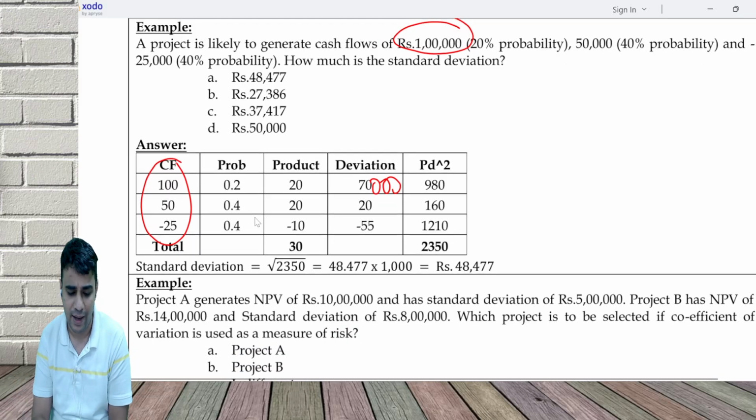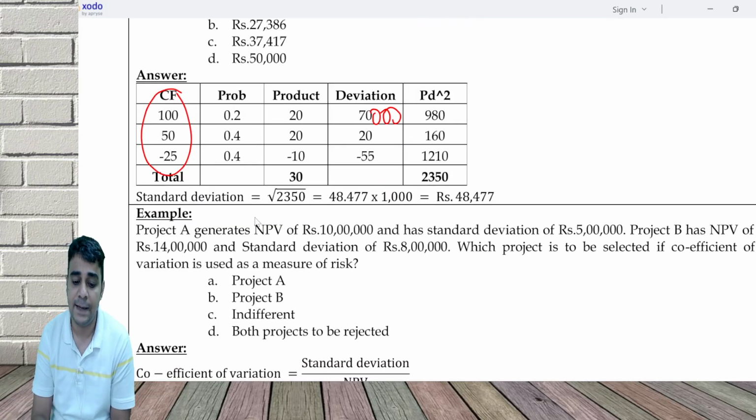When I do a problem, we'll do it directly. Project A generates NPV of 10 lakh, standard deviation of 5 lakh. B has NPV of 14 lakh, standard deviation of 8 lakh. Which is better if coefficient of variation is used as a measure of risk?